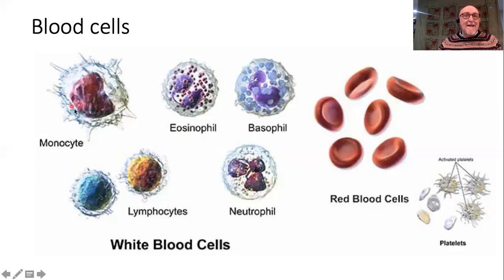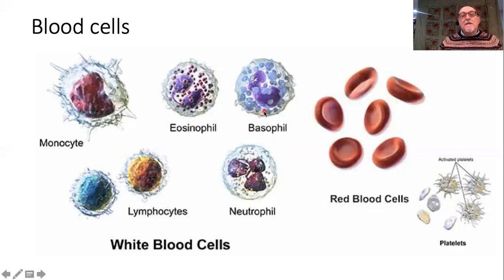These are called monocytes, and they are large cells. They exist in one form in the blood, and then they have another fate that I'll tell you about in a minute. These ones here are called lymphocytes, and they are recognizable because they are small cells, and the nucleus just about fills the cell. There's very little cytoplasm there.